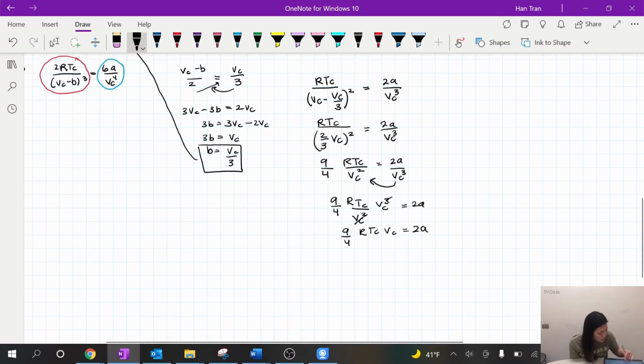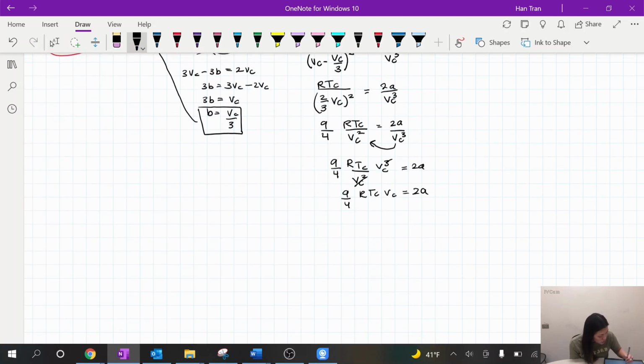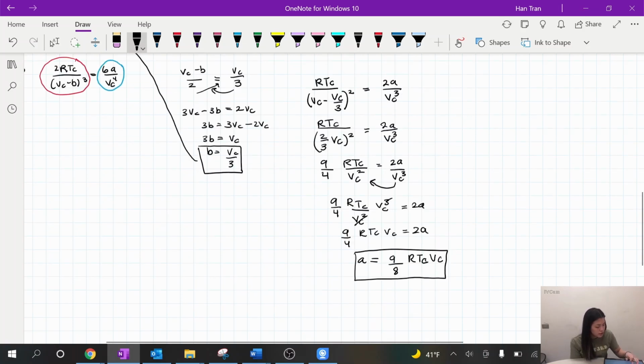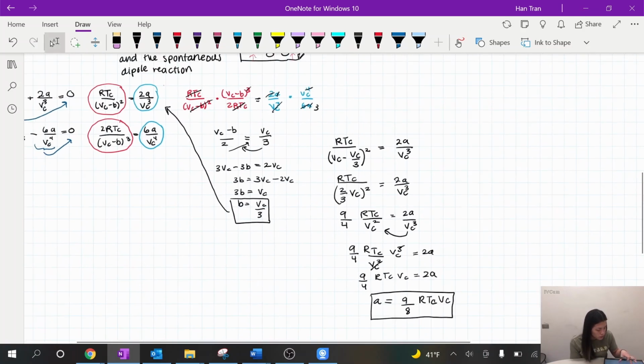So dividing both sides by 2, we are left with the parameter A equals 9/8 times the gas constant R times the critical temperature times the critical specific volume. So we now have our parameter A. So we have found parameter A and parameter B.